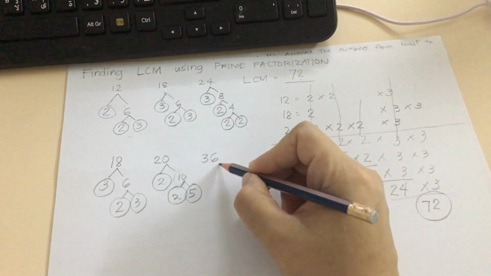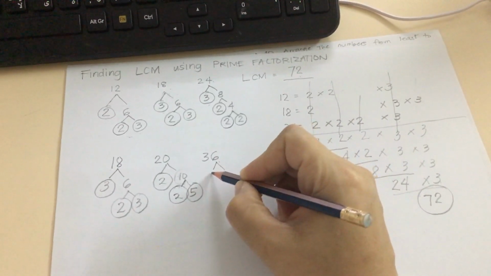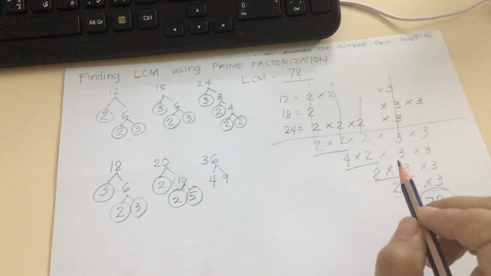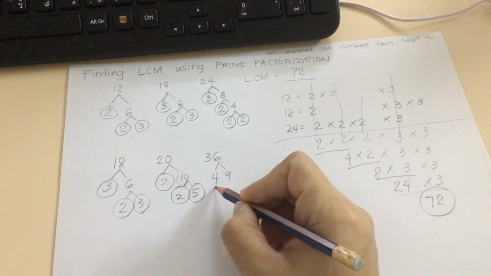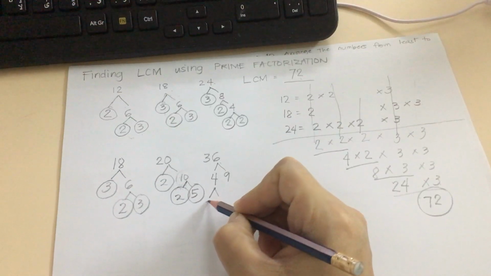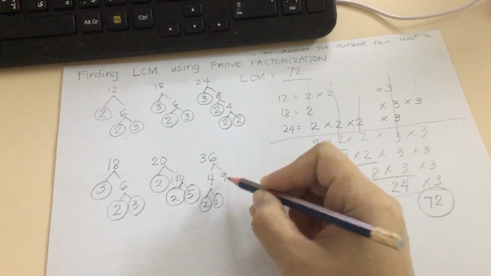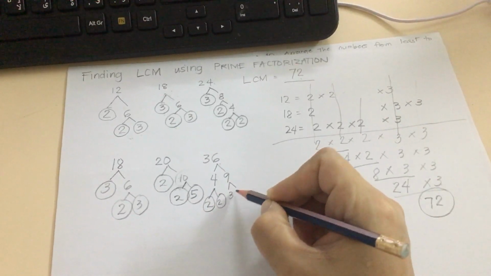So now let's move on to 36. 36 is 4 times 9. So both numbers are not yet prime numbers. We can start with 4. 4 will be 2 times 2, so it's already prime. And then the 9 is 3 times 3.